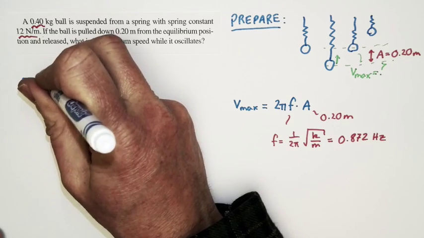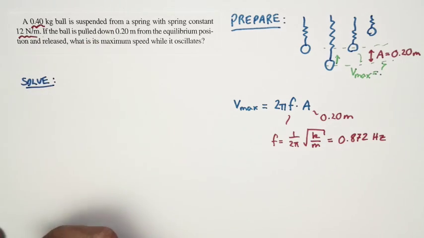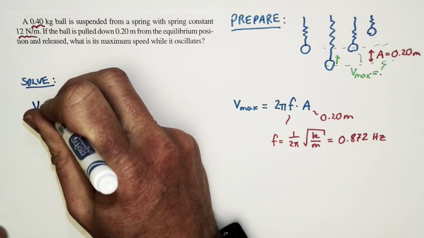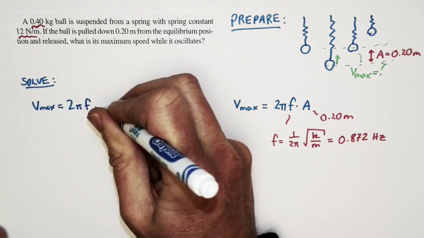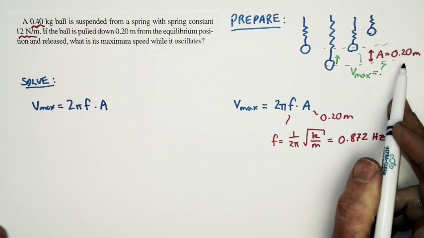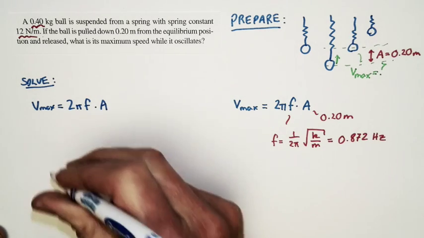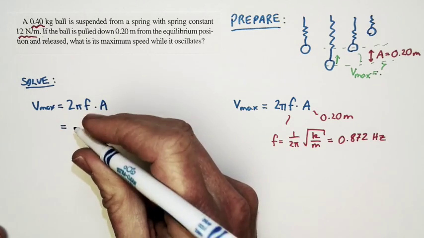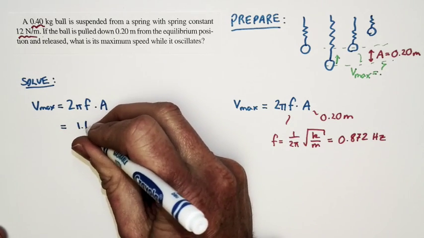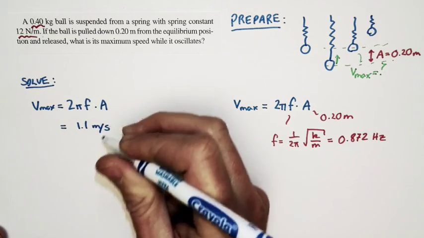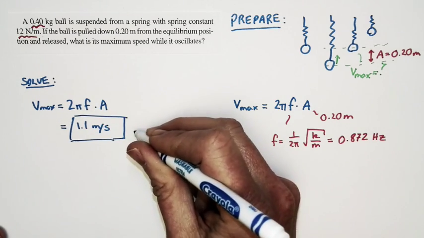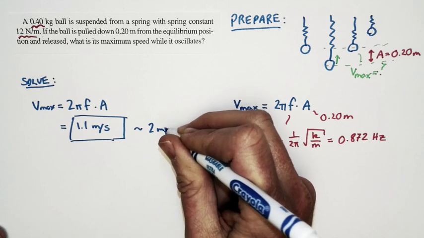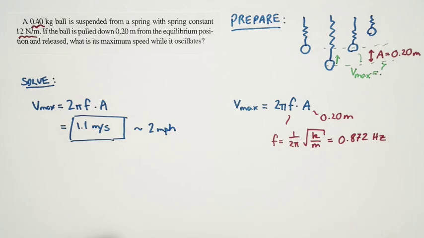Our solution then looks like this. It's pretty straightforward. The maximum speed is just equal to 2 pi times f times A. The amplitude is 0.2. The frequency is 0.872. I have everything I need to solve. And if I do that, I get 1.1 meters per second. Well, 1.1 meters per second is about 2 miles per hour, which is a rather gentle walking speed.